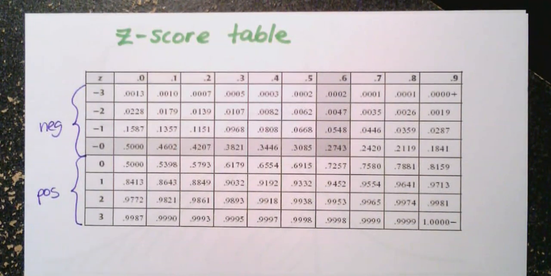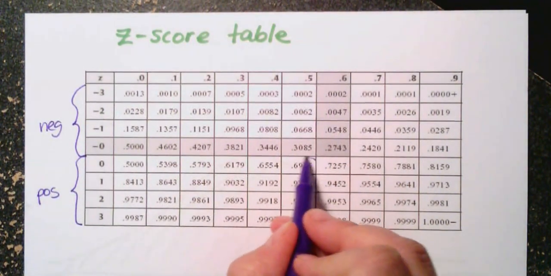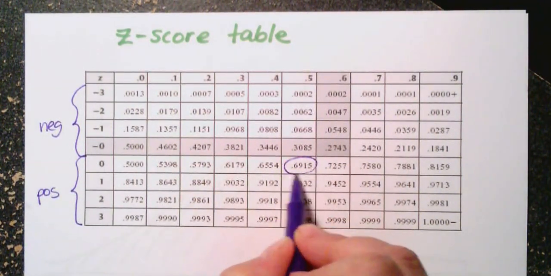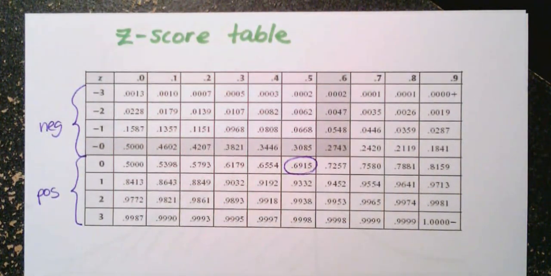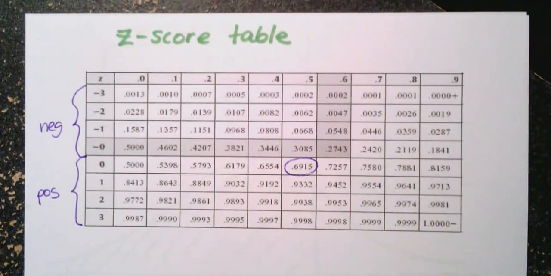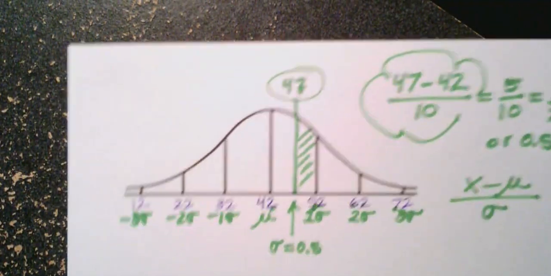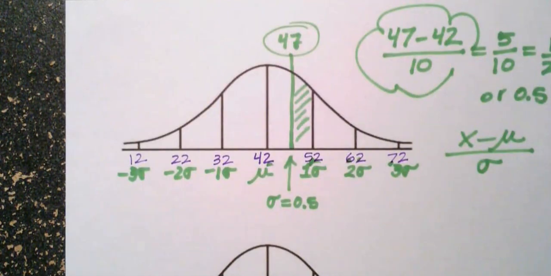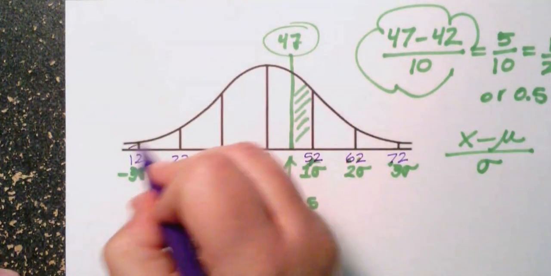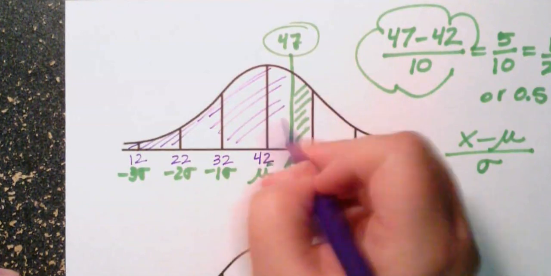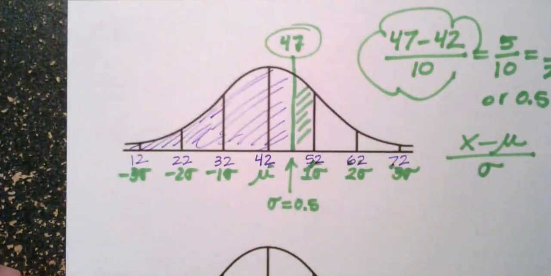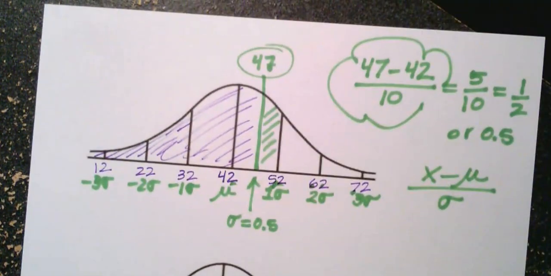But if we're looking for positive 0.5, we're going to start at the positive 0 and go over here to 0.5. And this tells me that 69.15% of my data is going to be to the left of 47. Again, the z-score table tells you the percent to the left. Okay? So let's work with that a little bit.